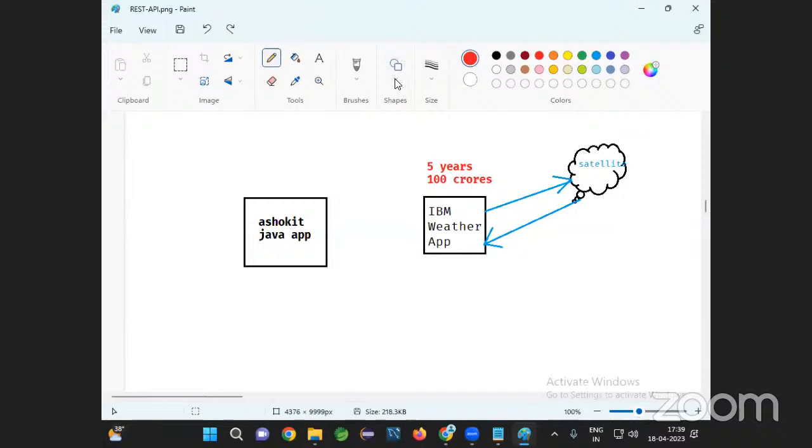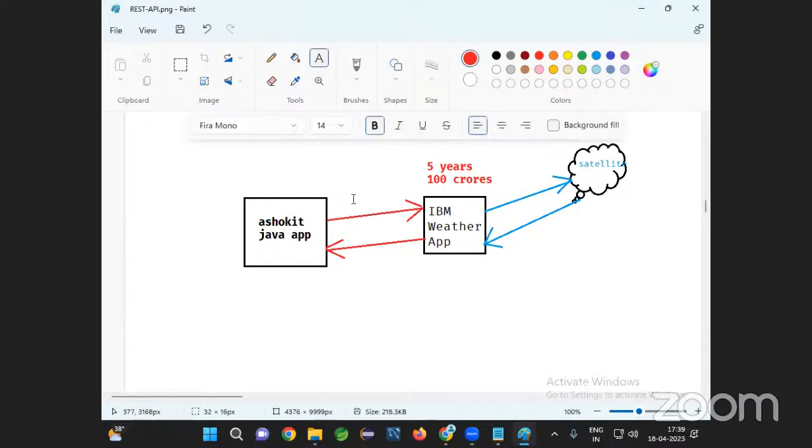If they are okay with the business dealing, then what will happen? The Ashok IT application will send the request to the IBM application with the zip code. The IBM application will send the temperature data to the Ashok IT application. So now this is a request and this is a response. Can we call this a B2B communication? Am I able to display temperature on my website? Did I develop the logic?